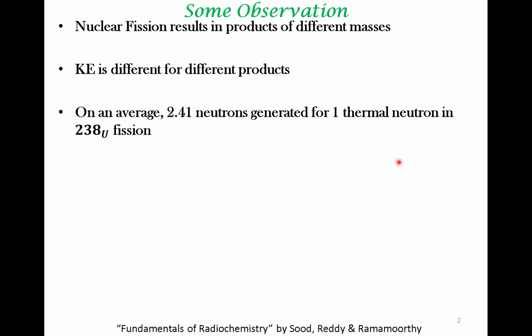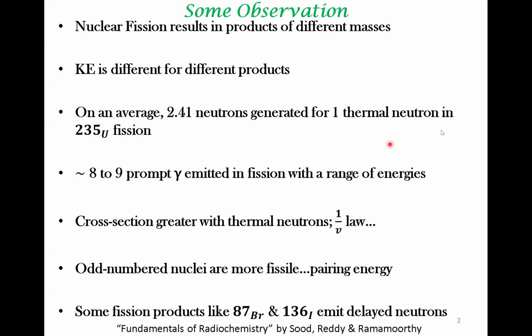And importantly, for every single U-235 fission via a thermal neutron, 2.41 neutrons are generated. This is very important when we think about the chain reactions, which we will cover when we cover nuclear reactors. So there are many gamma photons also emitted, and the cross section has a distinct feature.